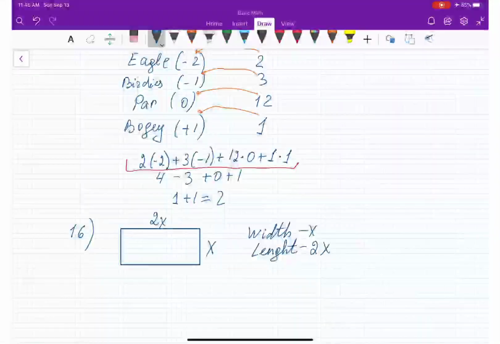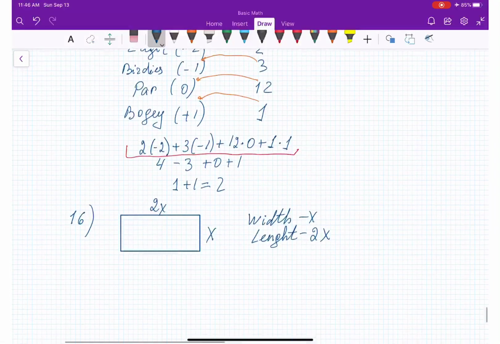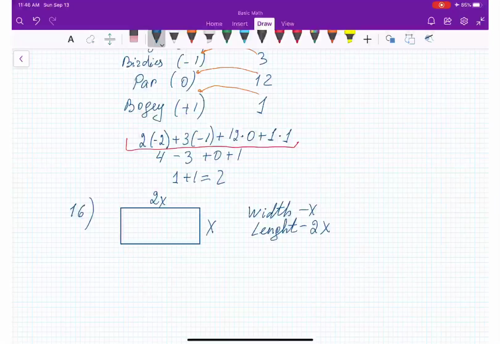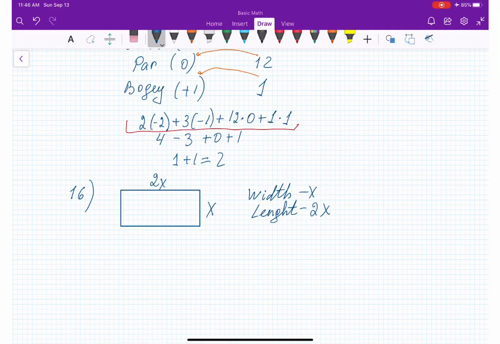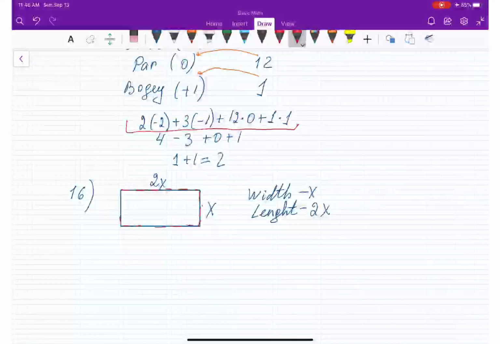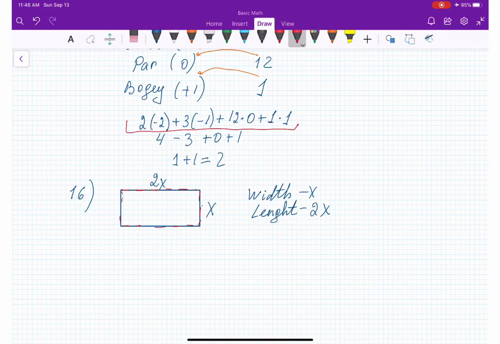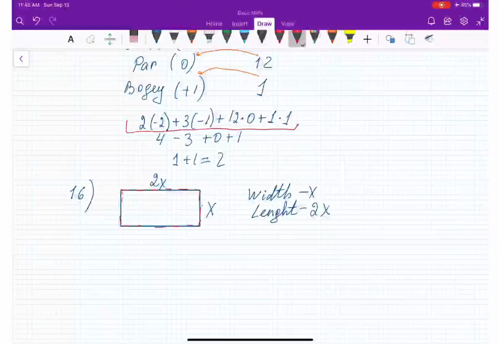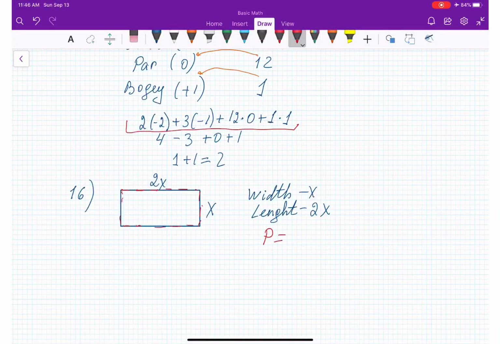What is perimeter? Perimeter is when you take the entire length of this table, width plus length of all these four sides, and add them together. So the formula for perimeter is equal to: since we have two lengths, 2 times length, plus we have 2 widths, 2 times width.